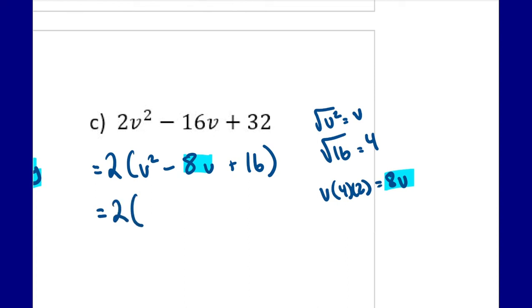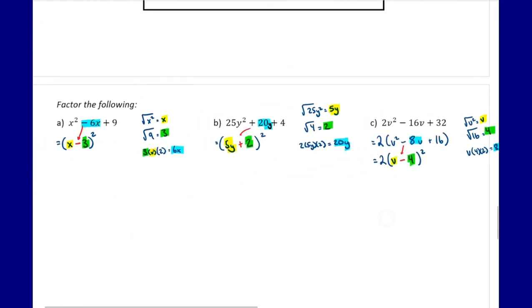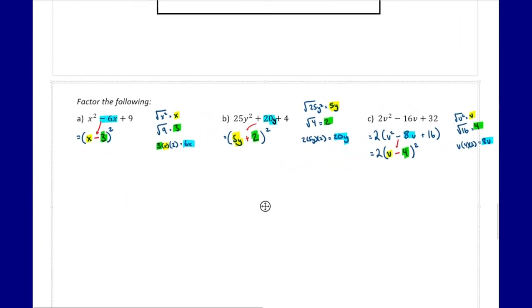Because it does fit that pattern of a perfect square trinomial, we're going to have one bracket that's squared. We're going to take the 2 perfect squares, so v and 4, and put them into our brackets. And then the sign between the first 2 terms is going to be the sign in our bracket. So that is how we factor perfect square trinomials.